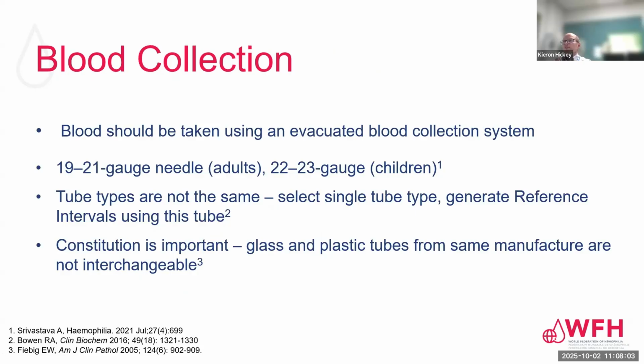So when we start off with venipuncture, with blood collection, blood should be taken into an evacuated blood collection system. The recommendations are to use a 19 to 21 gauge needle in adults, a 22 to 23 gauge in children. And it's important that a single tube type is used in your institution because each tube type is not the same and they can actually give different laboratory results for the same parameter. So a single tube type should be selected for your institution, and that tube type should be used to generate the reference intervals used for testing.